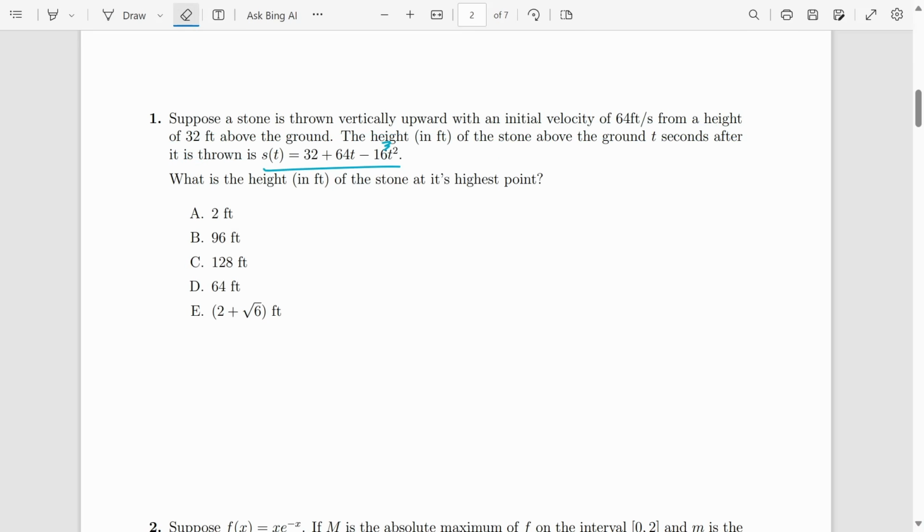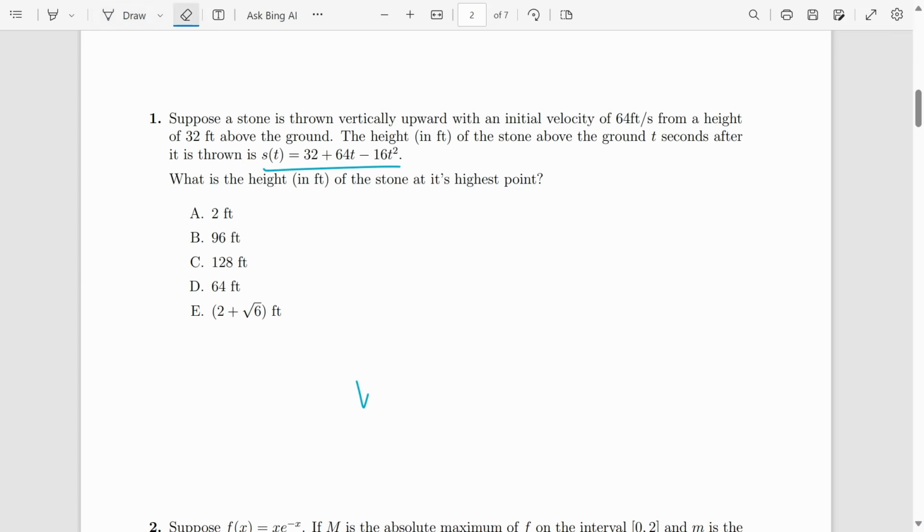Knowing that, we're asked to find the height of the stone at its highest point. So when we throw it up and then it eventually comes back crashing down to Earth, we have to find that height, whatever it is.